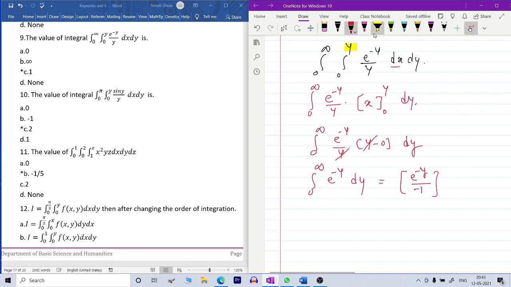Right, you have to use your result e to the power ax dx. Its integration is e to the power ax upon a. So according to this result, this is your integration, applying the limit from 0 to infinity.